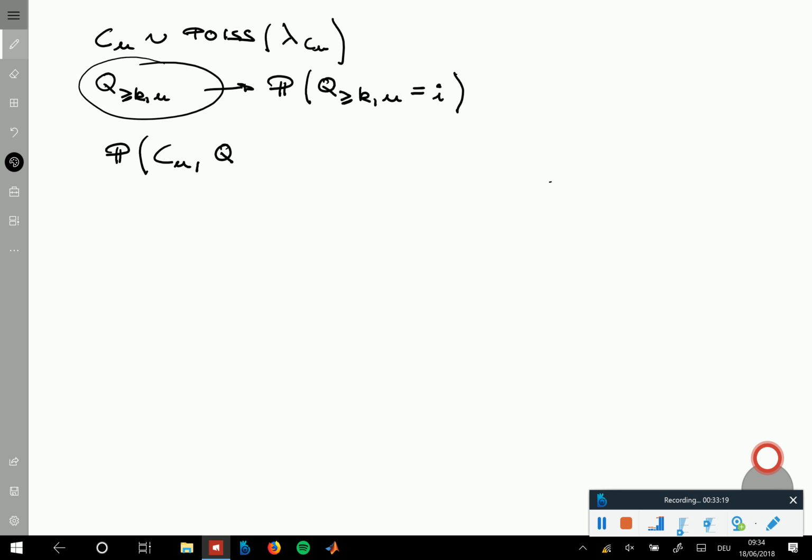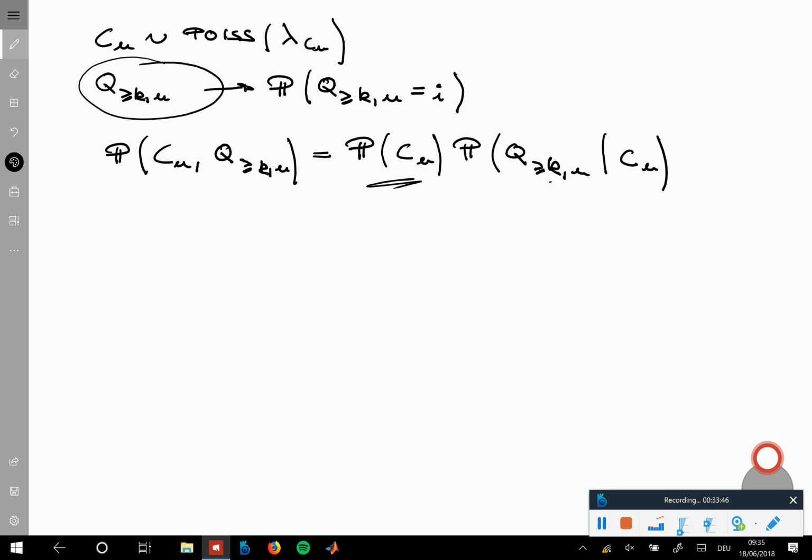Of the number of clusters and this new random variable, because this, of course, according to the definition of conditional probability, factors into the conditional distribution of the number of clusters larger than Ku given Cu. This we know. And if we want to evaluate this joint distribution, then we need to define this.